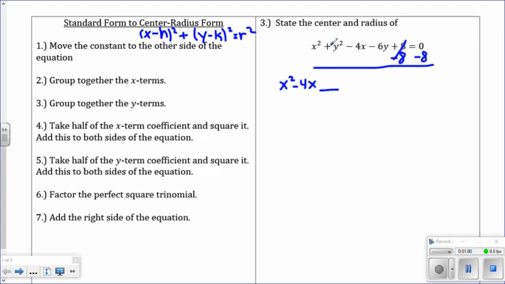Okay, so then we're going to group the y's. So we have a positive y squared. Then we have a negative 6y. I'm going to do the same thing and leave a little space. And then over on the right-hand side, we have 0 minus 8, which is negative 8.